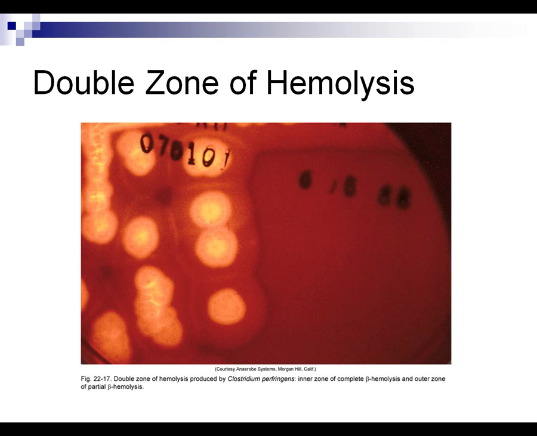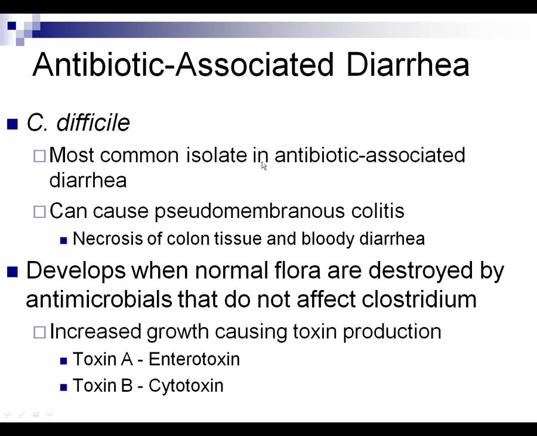Here is the double zone of hemolysis for Clostridium perfringens. We can see the colony slightly here, and we've got a clear zone just outside the colony here, and then we have another partially clear zone on the outside. So that's your double zone of hemolysis. Definitely know that characteristic.